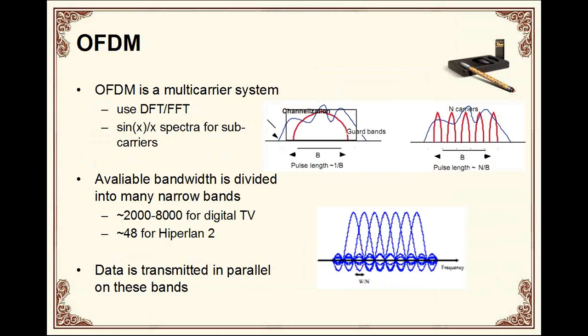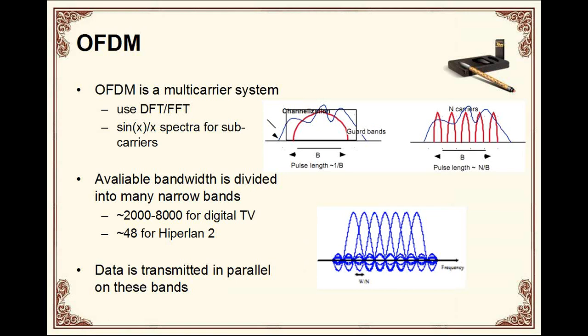Okay, let's go back to OFDM with more detailed information. OFDM is a multi-carrier system using the discrete Fourier transform or fast Fourier transform. It can transform a signal into carriers. This figure shows the difference between a single carrier system and a multi-carrier system. The blue one is the original signal. The black squares and the red curves represent different carriers.